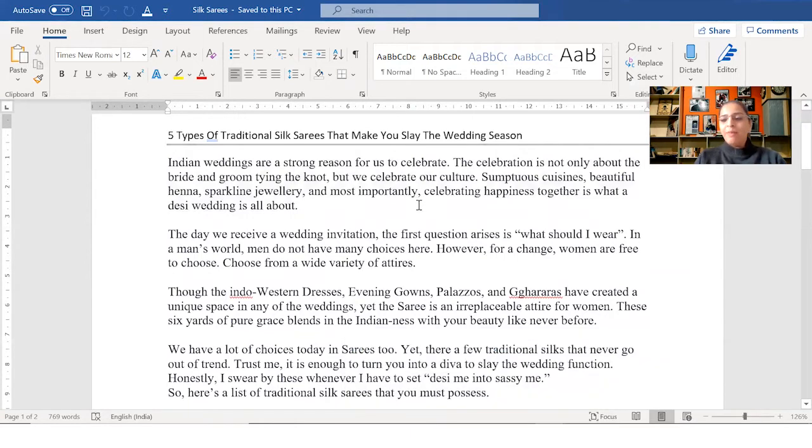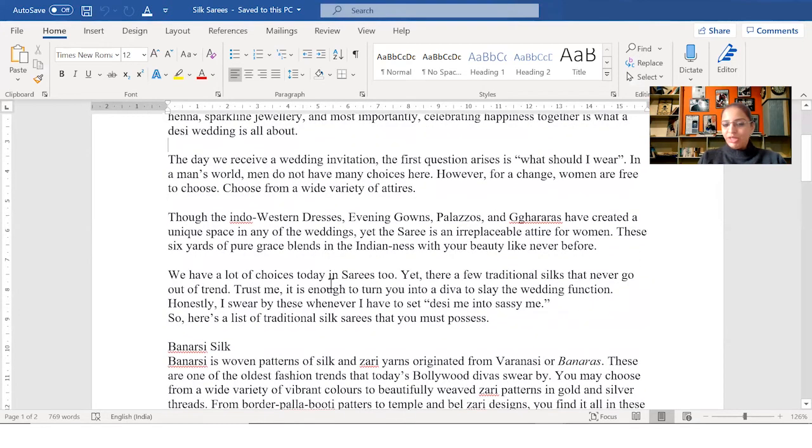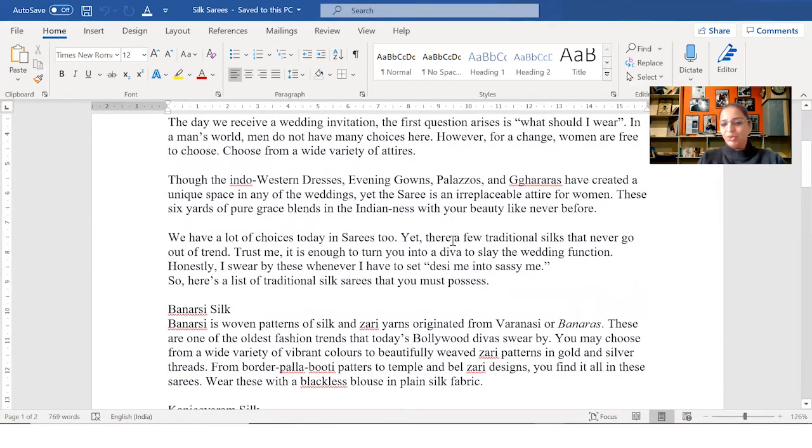So it is always about the reader's perspective. The tone that you find here, the kind of language that you find here, it is about communicating with the reader. I am trying to communicate. We have a lot of choices today in saris too. Yet there are a few traditional silks that never go out of trend. Trust me, it is enough to turn you. You are using the second person. You are using a language to communicate.